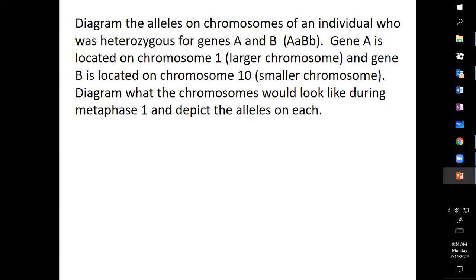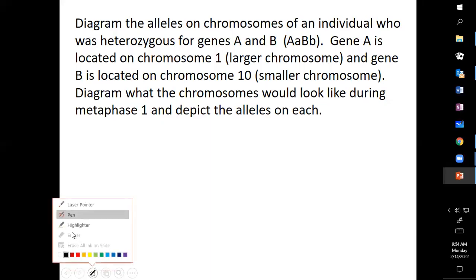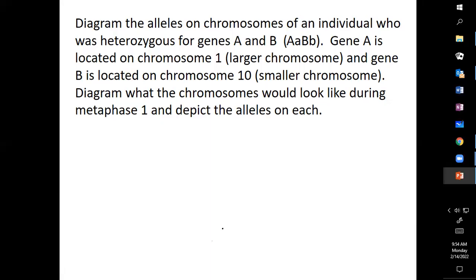And I'm going to go to a fresh page and diagram the whole process out from scratch. So we've got a dihybrid individual. Let's imagine what those chromosomes look like inside the cell before replication, before the DNA is replicated. And we're going to make them look like they're condensed, just because that's easier to visualize.